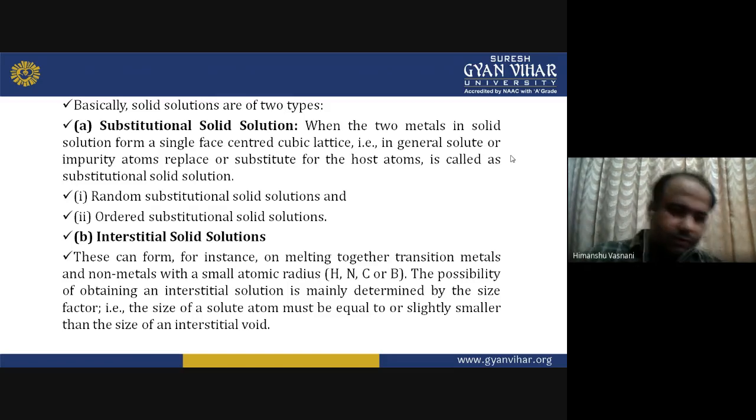An interstitial solid solution can form, for instance, on melting together transition metals and non-metals with a small atomic radius. The possibility of obtaining an interstitial solution is mainly determined by the size factor. That is, the size of the solute atom must be equal to or slightly smaller than the size of an interstitial void.